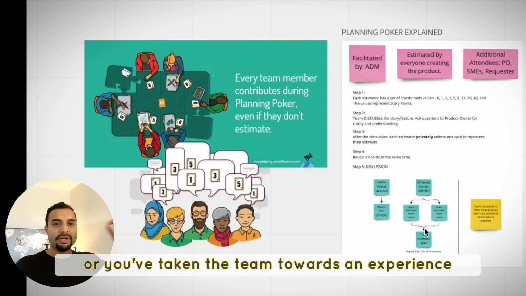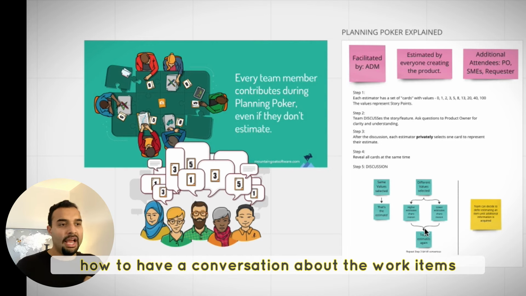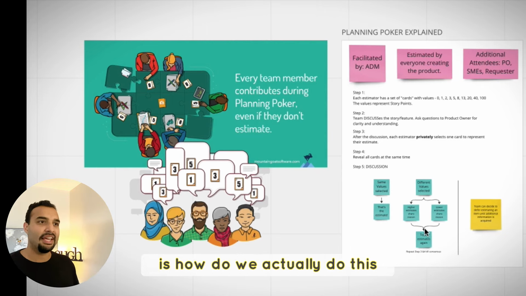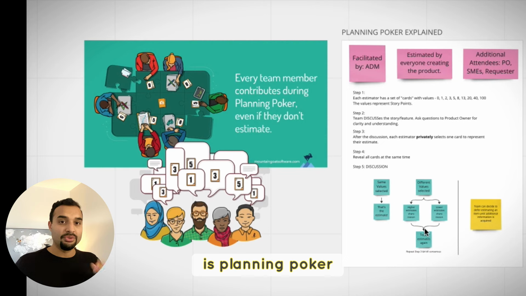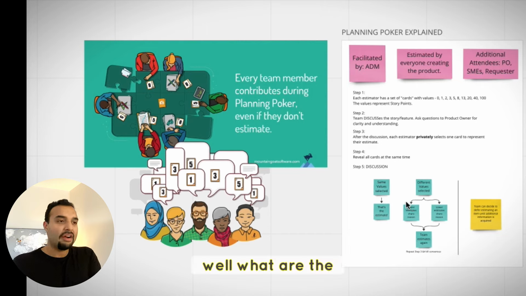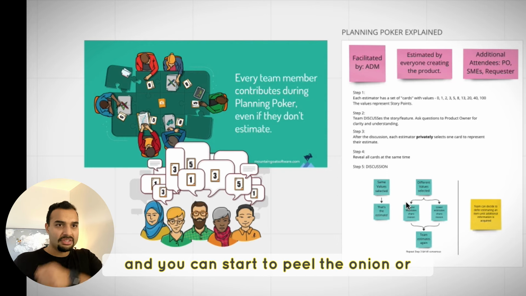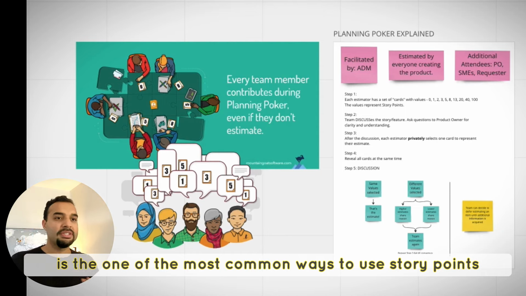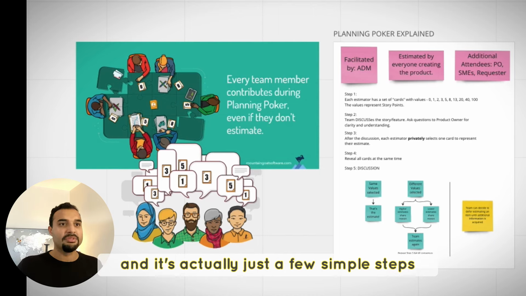Now you've taken the team towards an experience of how to create a baseline, how to have a conversation about the work items, and also how to estimate. The next question is, how do we actually do this? The simulation I went through just now is planning poker, and a lot of you probably recognize that. Then you want to cover with your team what it is that we're doing, and you can start to peel the onion and uncover a few details. Planning poker is one of the most common ways to use story points in estimating with agile teams, and it's actually just a few simple steps.